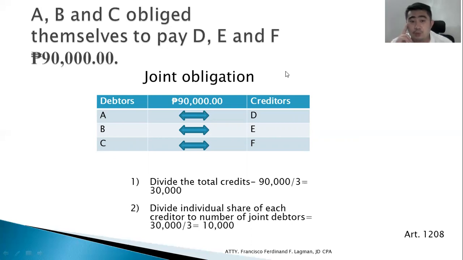Can D collect the 30,000 pesos from A? The answer is still no. Because A, B, and C are joint debtors, that 30,000 is divided by the number of joint debtors. So how much can D collect from A? Only 10,000 pesos. Okay?